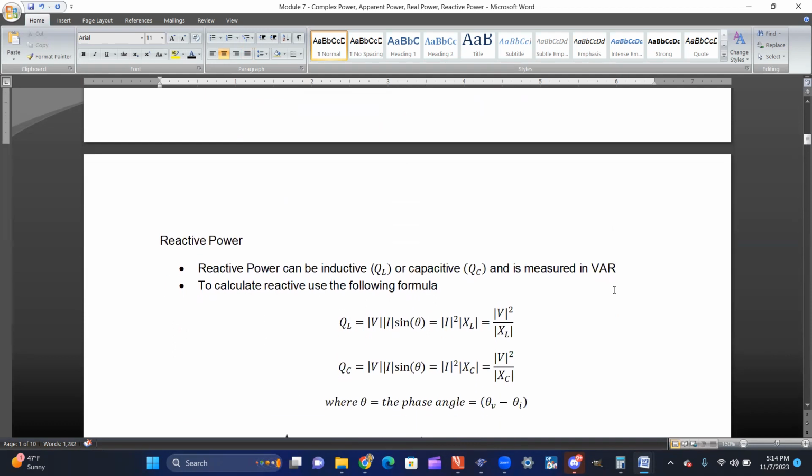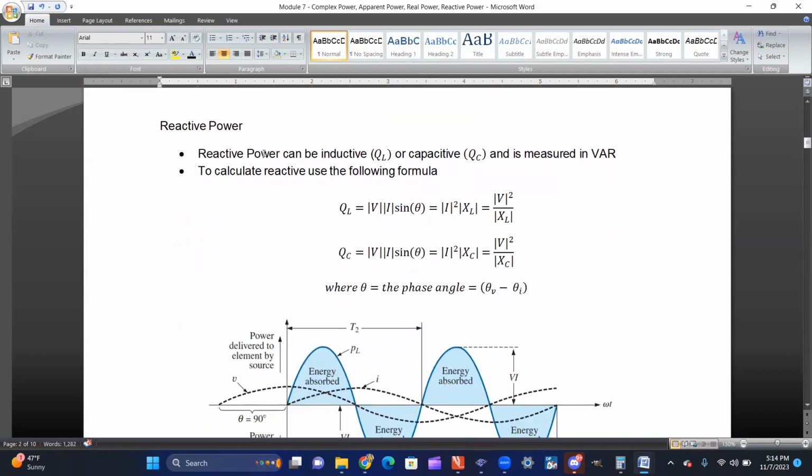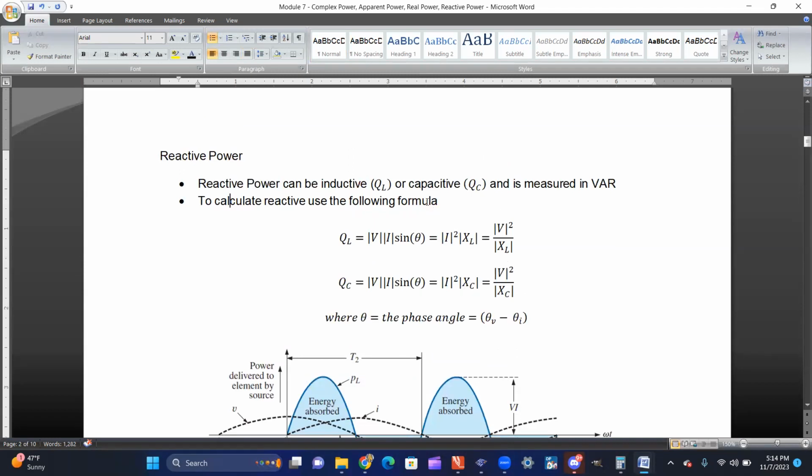All right, so reactive power. Reactive power can be inductive or capacitive, and this is measured in VARs. This is a new unit of measurement right here, VARs. To calculate the reactive power, you can use the following formula, which is similar to the power formulas. The main difference is that now instead of cosine, you have sine of theta, and instead of R, you have X sub L or X sub C, depending on if it's inductive or capacitive.